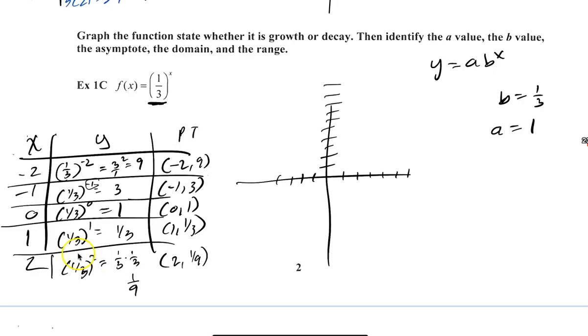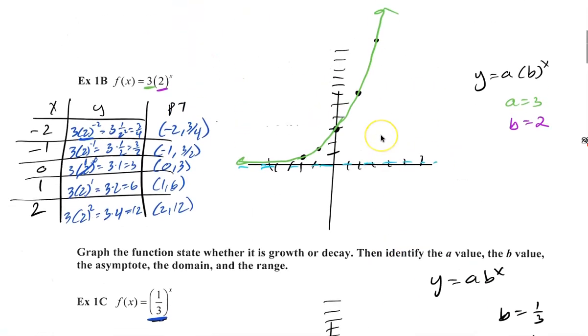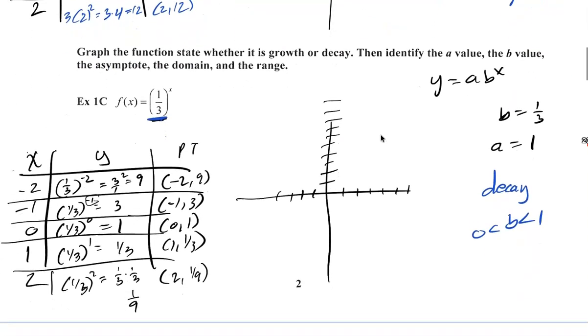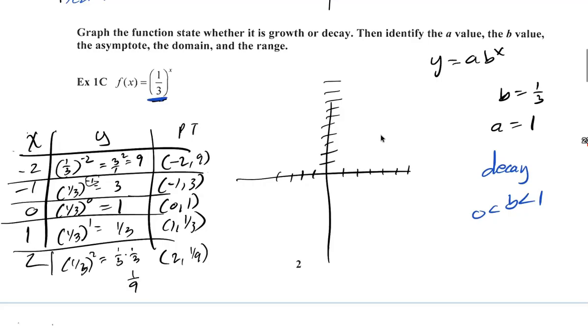something like that, we're actually starting -2's at 9. Because remember, this is a decay graph. Right? Anytime your b is less than 1, it's between 1 and 0, I should say, it's a decay graph. Anytime your b is greater than 1, like we had here, it's a growth. So now we're doing a decay graph. It's a different graph.